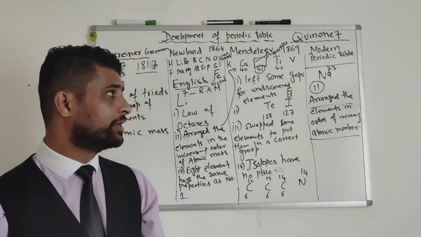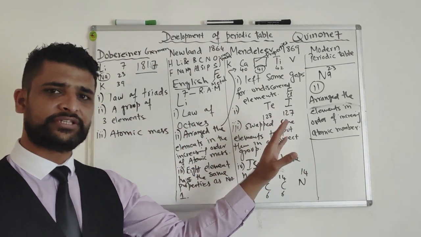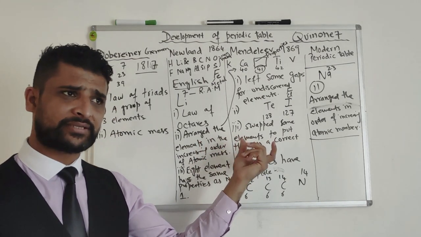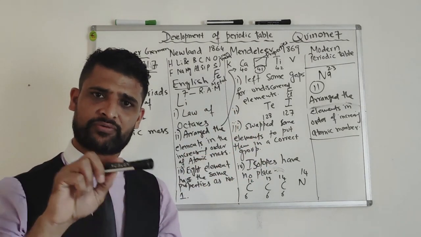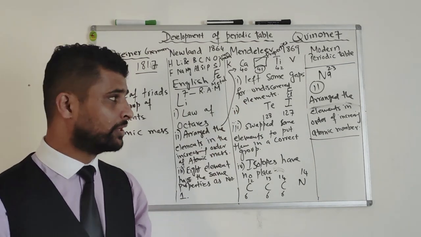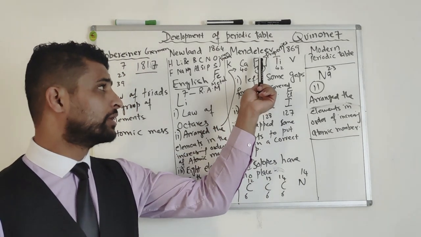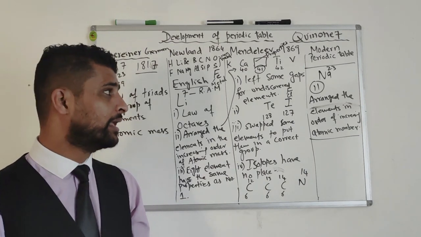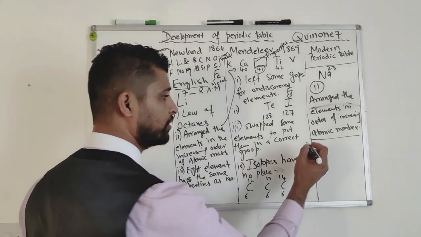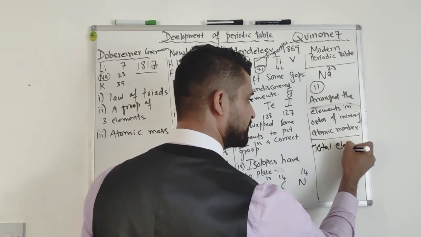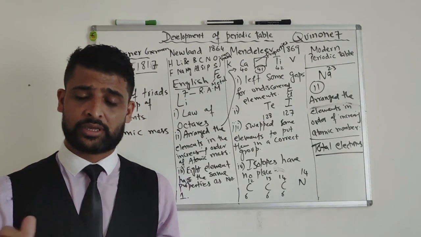for today. But overall, if you look at it, triads, octaves, then Mendeleev's periodic table, they all were arranged in some sort of atomic mass, increasing atomic mass, or in groups. They resemble each other because they have actually arranged elements in the order of atomic mass. What Mendeleev did, he left some gaps, rather than leaving them away. He put those gaps and predicted the properties and atomic mass. But the modern periodic table is pretty straightforward. Arrange the elements in the order of atomic number, that is, how many total electrons they have. Based on the number of total electrons or protons, the new periodic table has been arranged.